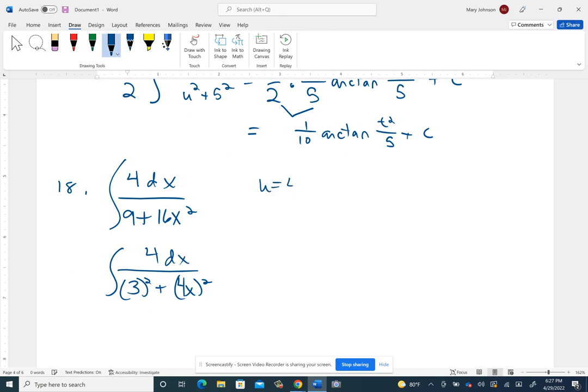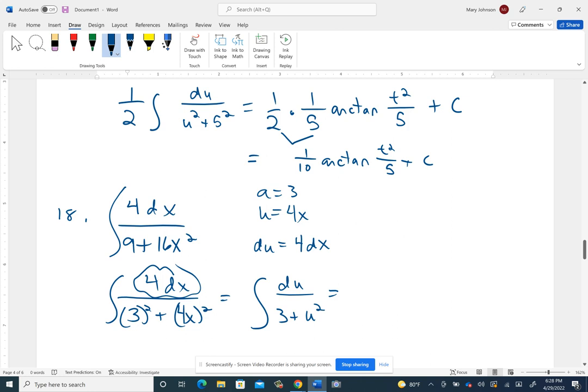You're going to let u be 4x. The a is 3. The du would equal 4 dx. So see, we actually have what we want right there. So now that can be rewritten as du over 3 squared plus u squared. So now that fits the arctan, doesn't it? It doesn't have a radical, so it fits the look of the arctan.